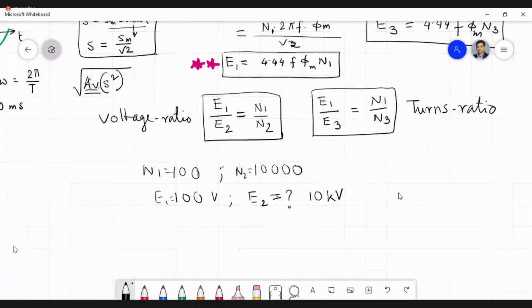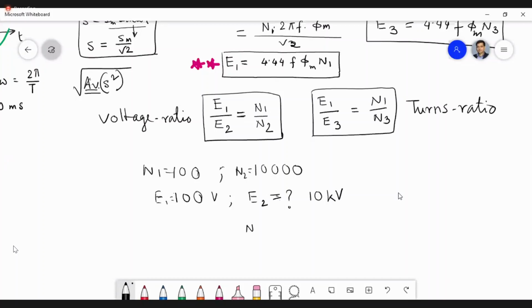So this is how you can amplify the voltage. You can step the voltage up. Only with a 100 volt supply, you can make a 10 kV supply. Clear? So this is the advantage of a transformer. You can step up the voltage. Also, you can step down the voltage.